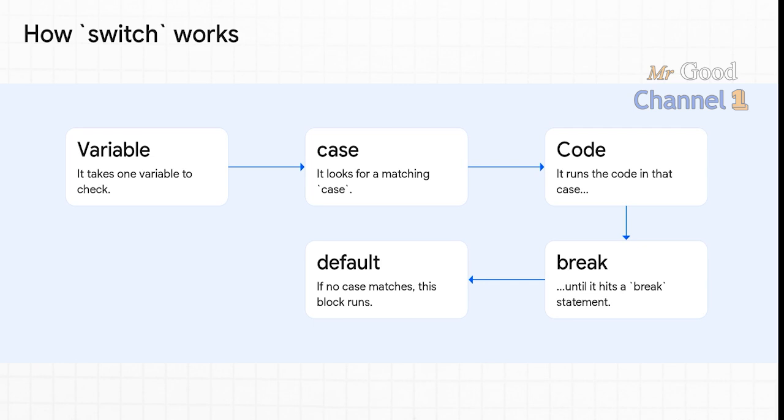But now, look at step 4. The break statement. This is super important. The break is like a stop sign. It tells the computer, okay, we found the right one, we're done here, get out of the switch. If you forget it, the code will just keep on going and run the code in the next case too, which is usually not what you want. And just like else, the default block is the fallback if nothing matches.